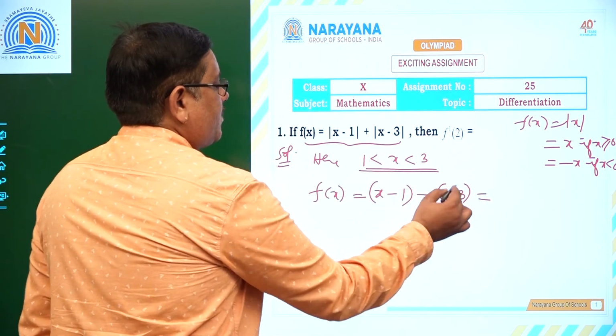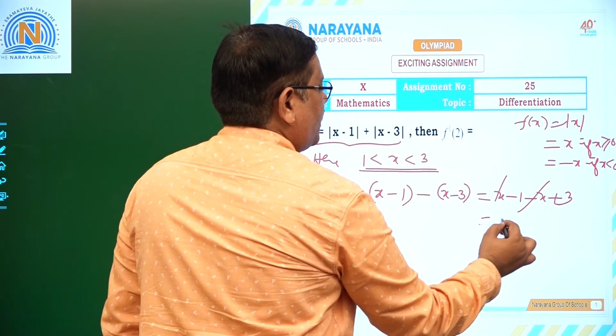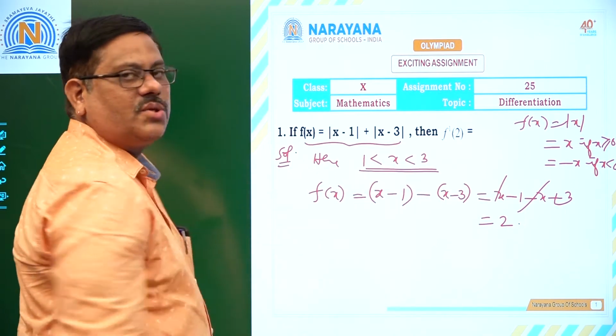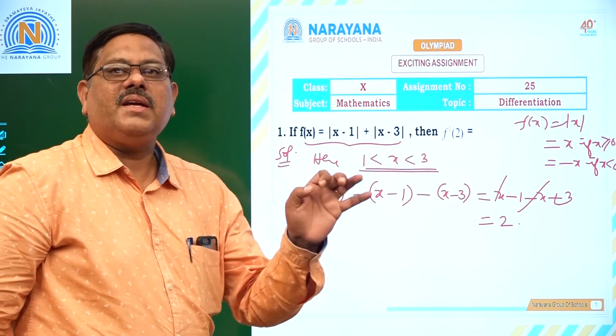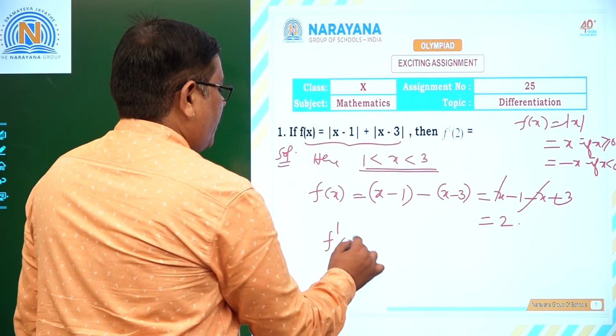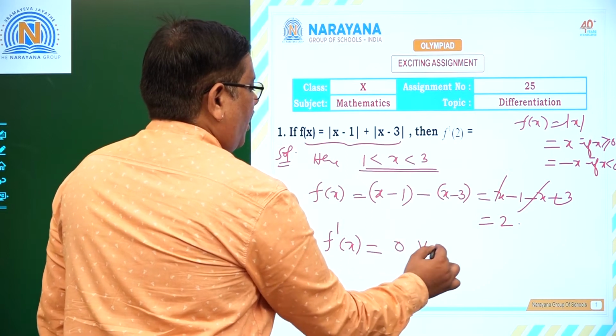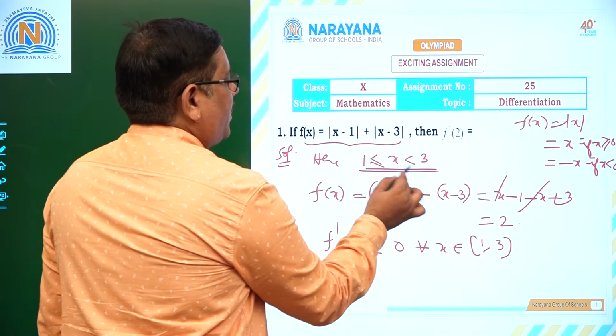x minus 1 minus x plus 3. x cancels and we have the result as 2. f of x is 2. If x is a value between 1 and 3, f of x is 2, which means it is a constant function. As it is a constant function, its derivative f dash of x is 0 for all x belonging to the closed interval 1 comma 3. I can take equality also, no issue.